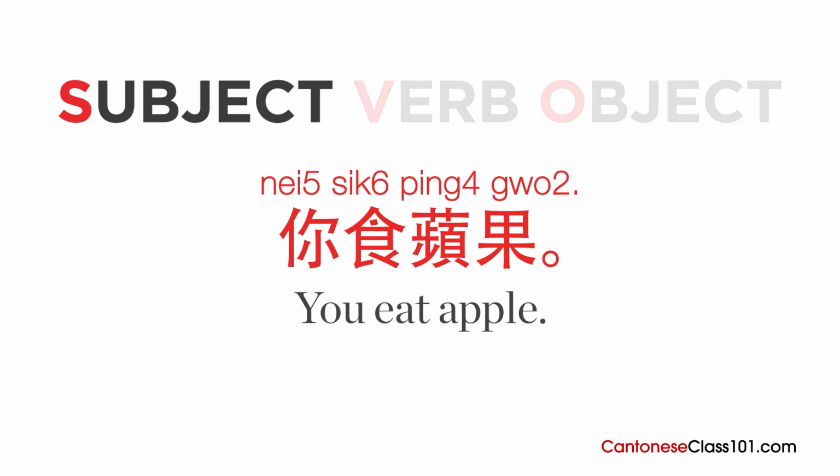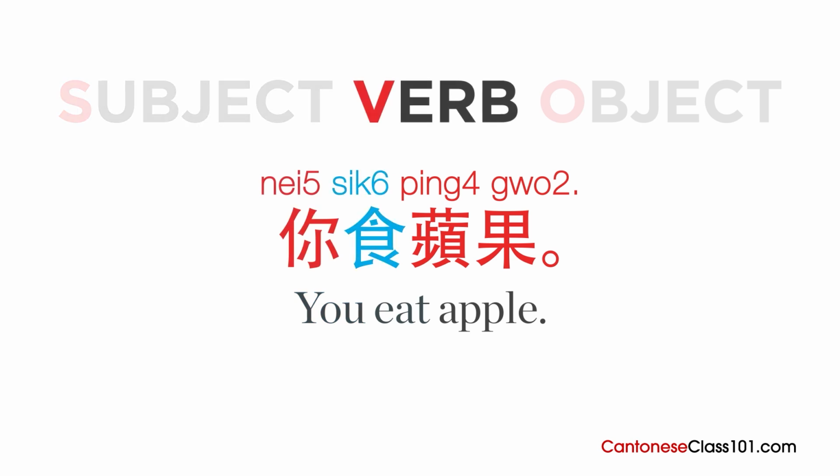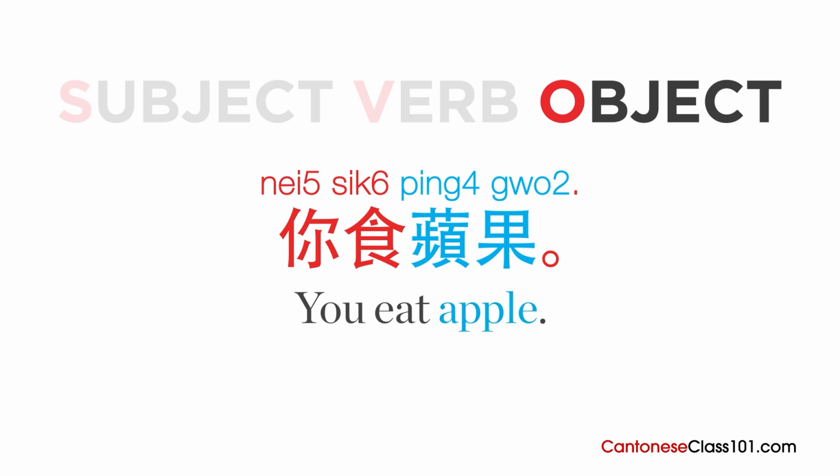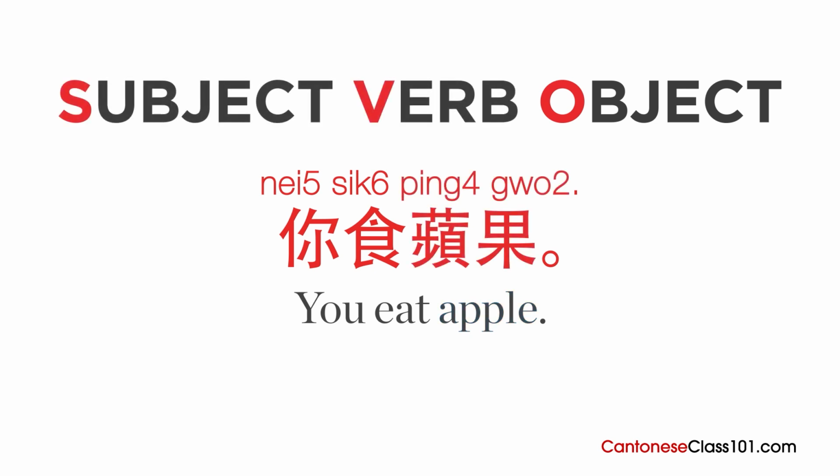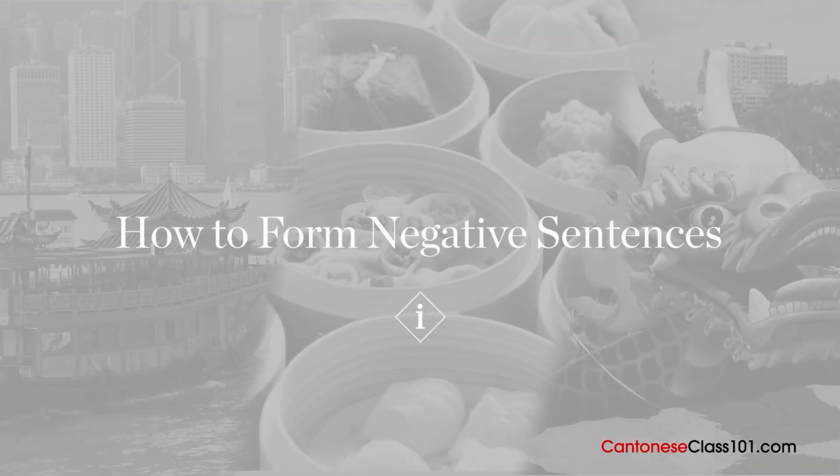We start with the subject, 你, meaning you, then the verb, 食, meaning eat, and finally, the object, 蘋果, apple. That's how we form basic sentences in Cantonese. That's really simple. What about negative sentences? Forming negative sentences in Cantonese is even easier. Let's find out how.